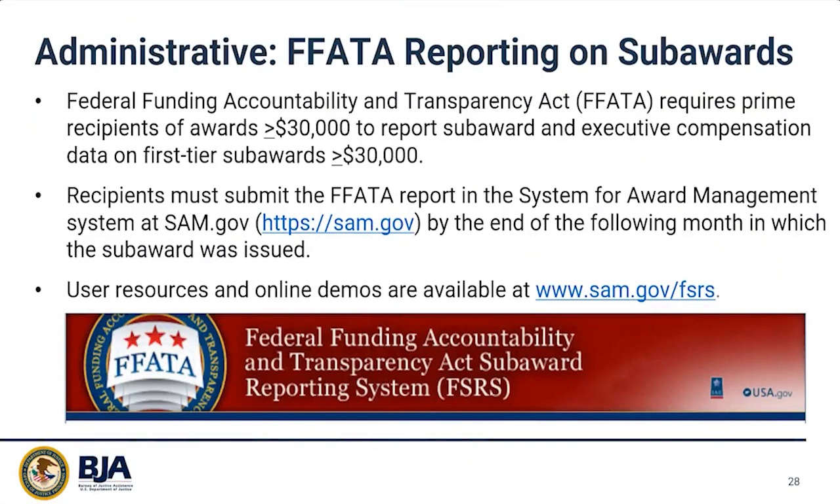The Federal Funding Accountability and Transparency Act, better known as FFATA, requires prime recipients of awards greater than or equal to $30,000 to report subawards and executive compensation data on first-tier subawards greater than or equal to $30,000. Recipients must submit the FFATA report in the System for Award Management at sam.gov via the sam.gov link by the end of the following month in which the subaward was issued.